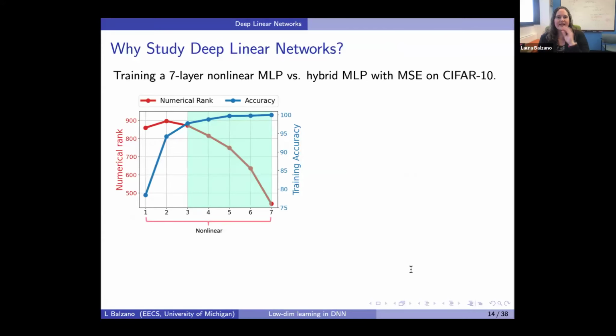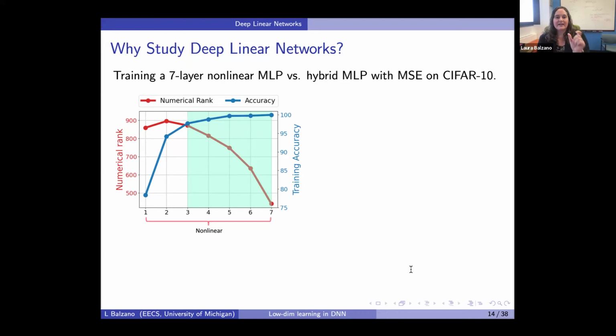Okay, so I said replacing deep nonlinear layers doesn't seem to affect accuracy. So let's look at one example. Here I've trained a 7-layer nonlinear multi-layer perceptron. And you can see the accuracy of prediction improves across layers. That's the blue curve. And also the rank of the matrices as you get deeper into the network is decreasing, showing that it's focusing in on some lower dimensional aspect in the data.